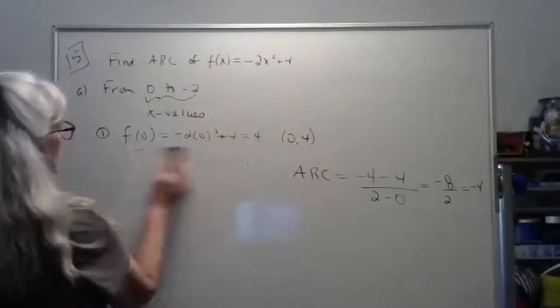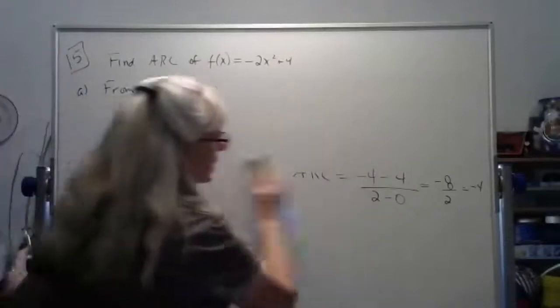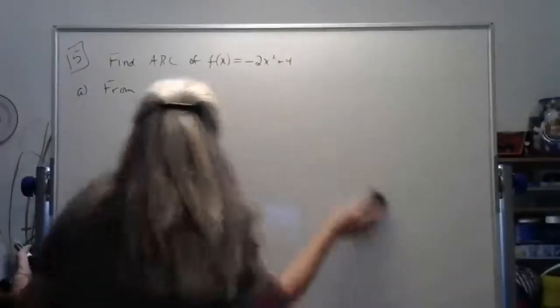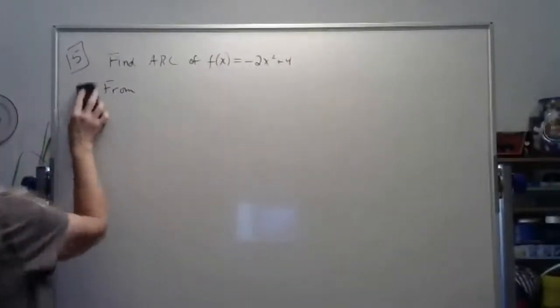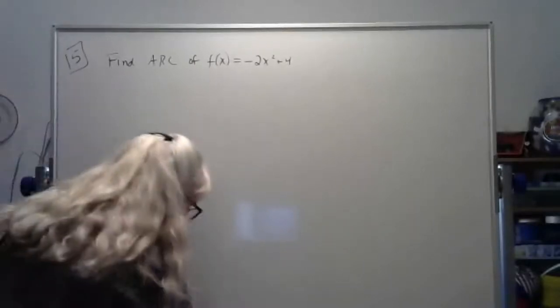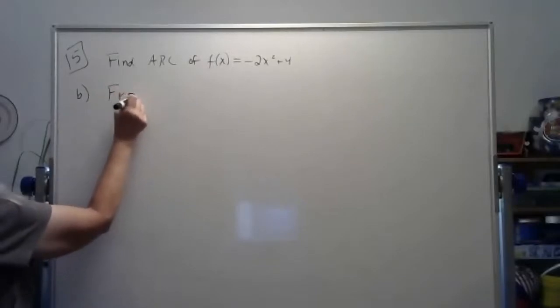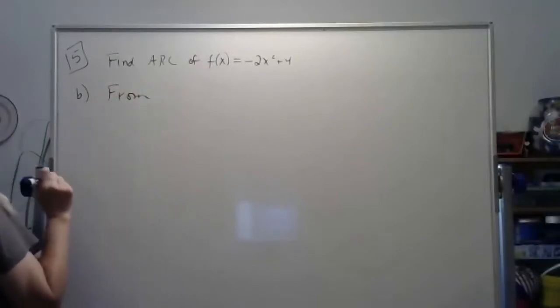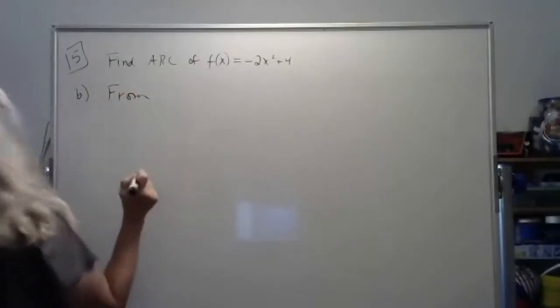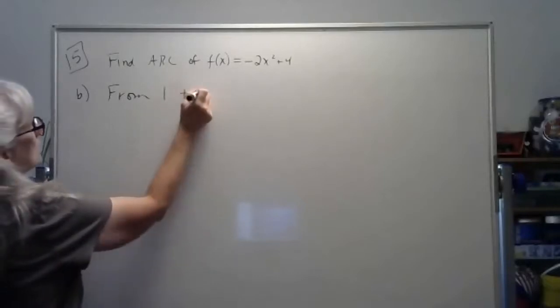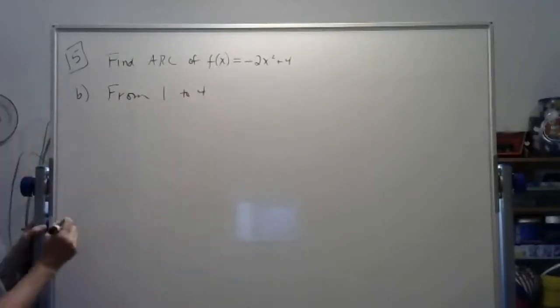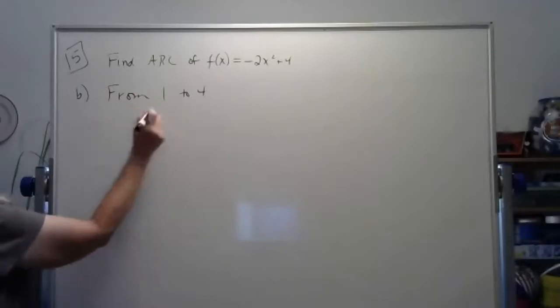Then we're going to do one more and call it good. I just want you to see that depending on what you pick as your x values impacts that slope. So for part B, same function and everything, but this time we're going to go from an x value of 1 to an x value of 4. We'll do the same thing again. These are the given x values.